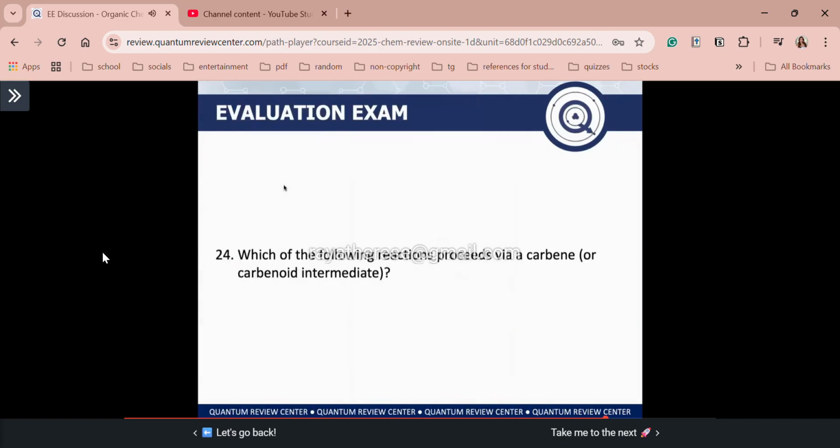Next, 34. Sorry for the typo. Which of the following reactions proceeds via a carbene or carbenoid intermediate? Class, this is a common question. I repeatedly emphasize this in our crash courses.